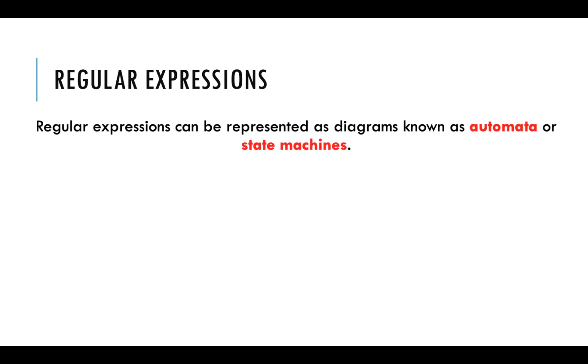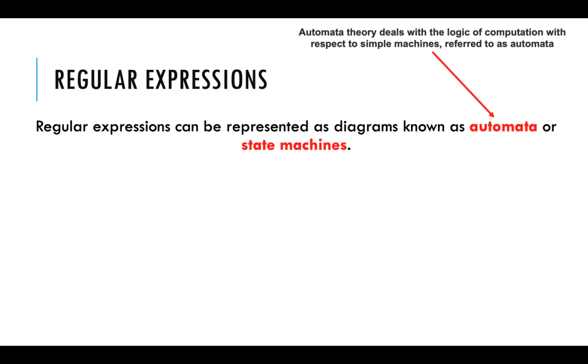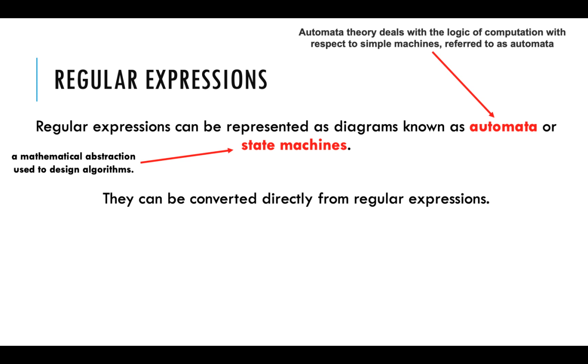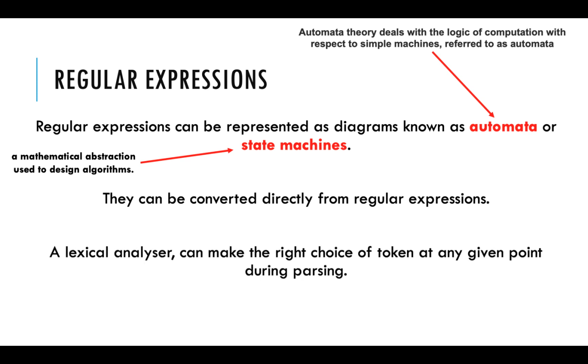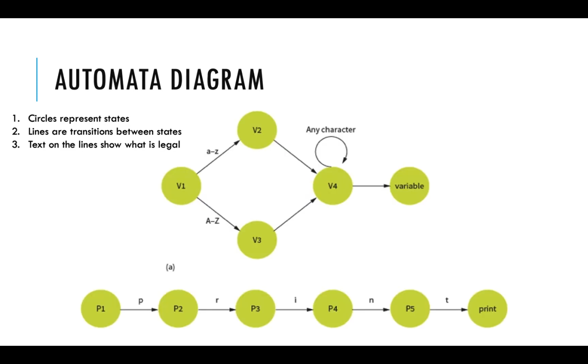But regular expressions can be represented as diagrams known as automata. And this deals with the logic of computation and state machines, which is a mathematical abstraction used to design algorithms, and it can be converted directly from regular expressions. The lexical analyzer in the compilation process can make the right choice of token at any given point. So if you look at this automaton diagram, the circles represent the states and the lines between the states show the rule. So in state V1, you can go lowercase a to z to V2 or uppercase A to Z to V3.